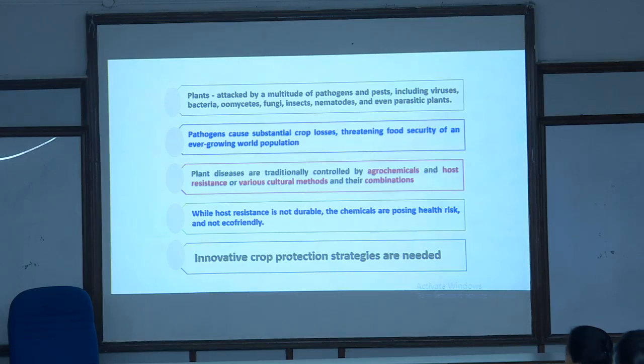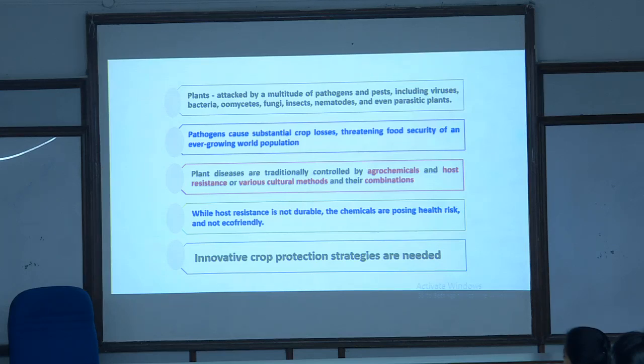The host resistance, remember, is not durable, right? Although we claim that we have the best technology to control plant diseases, this is only short-lived. There is nothing like a durable host resistance. Somewhere in some part of the world, some new variant emerges, and that makes the so-called resistant variety useless. That's a reality. We have a number of examples. I'll just show you in the next slide.